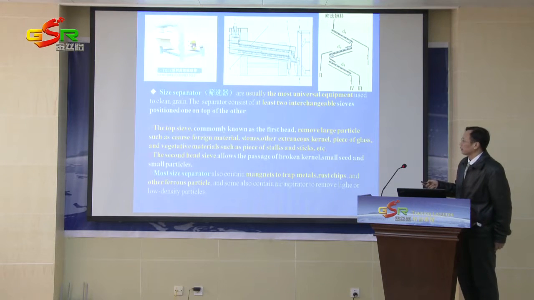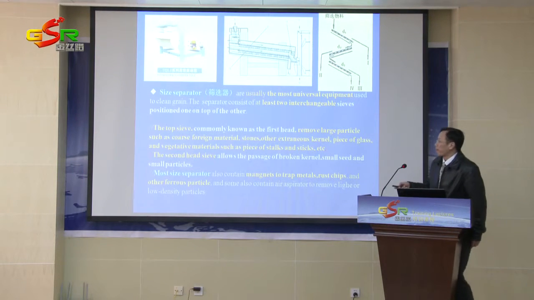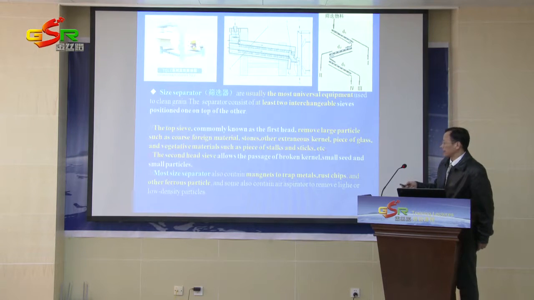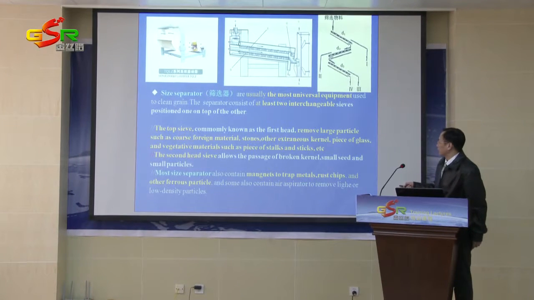And most sieve separators also contain a magnet to trace metal, rust chips, and other ferrous particles. And sometimes some also contain the air aspirator to remove the light and low-density particles.